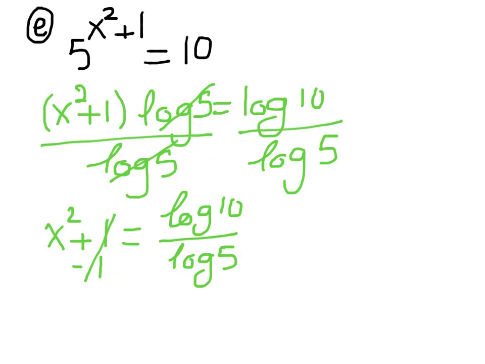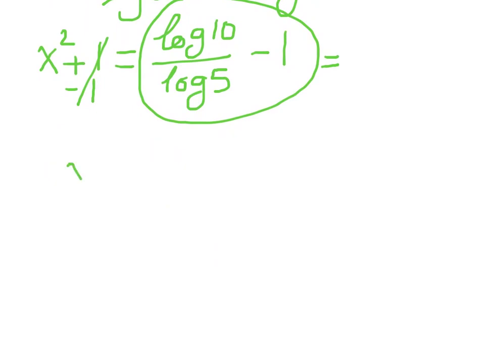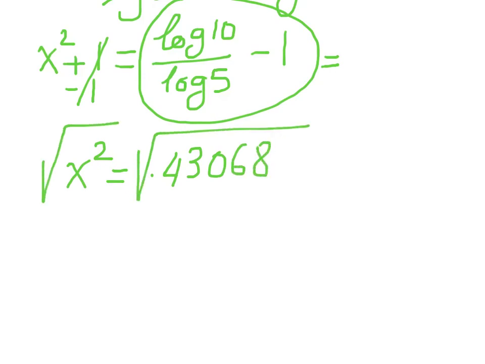Subtract 1 here, subtract 1 there. And then I want you to go to the calculator and calculate the value here. And the value here should be, x squared is equal to 0.43068. Now if you square root both sides, you will get x is equal to plus or minus 0.6563. Alrighty.